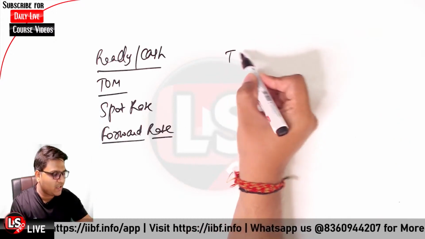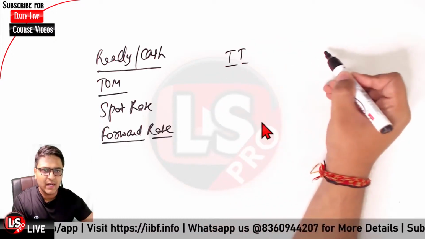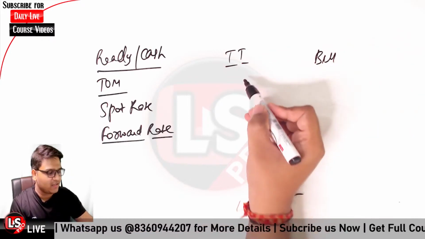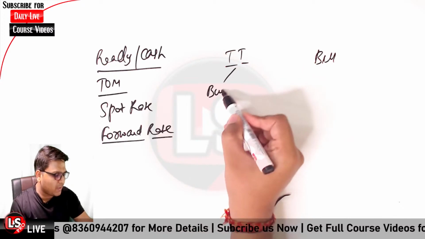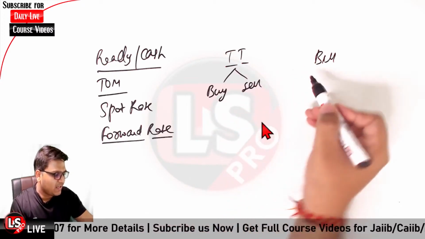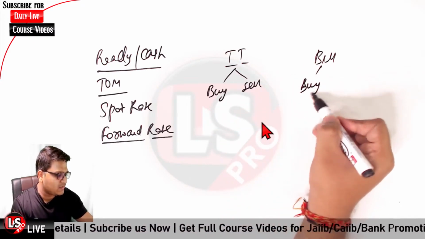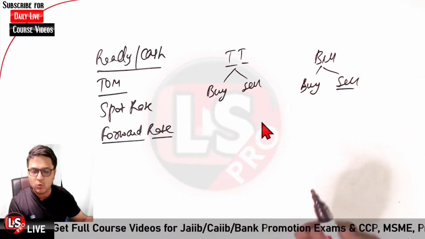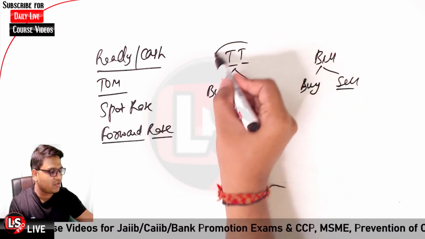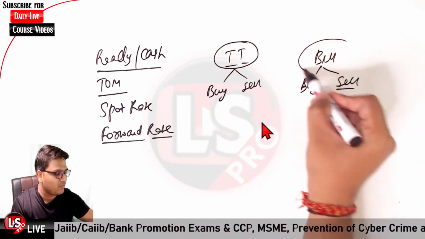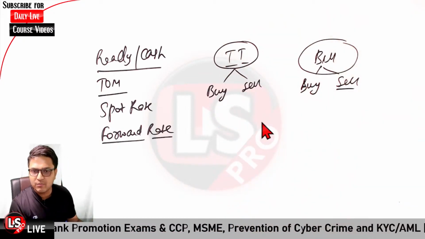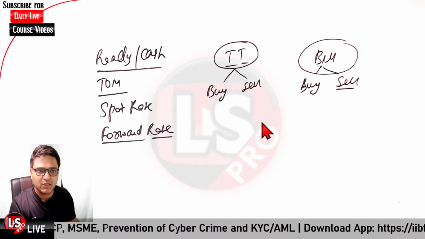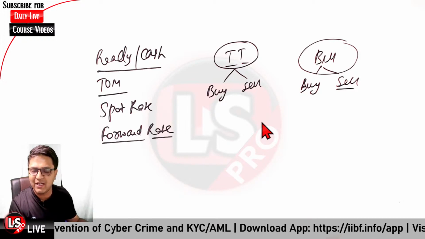One is the TT rate, that is the telegraphic transfer rate, and the other is the bills rate. And there are two variants, that is the TT buying rate and TT selling rate, and the bill buying rate and bill selling rate. So you need to know for what purposes we will be using the telegraphic transfer rates and for what purposes we will be using the bill rates. Okay, so first of all, the main difference between the telegraphic transfer and the bill rate is regarding their definition.